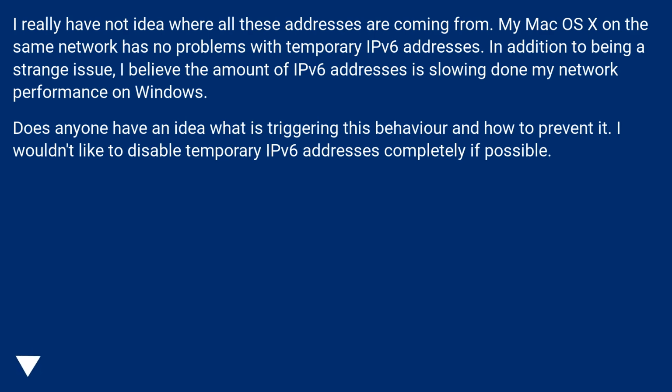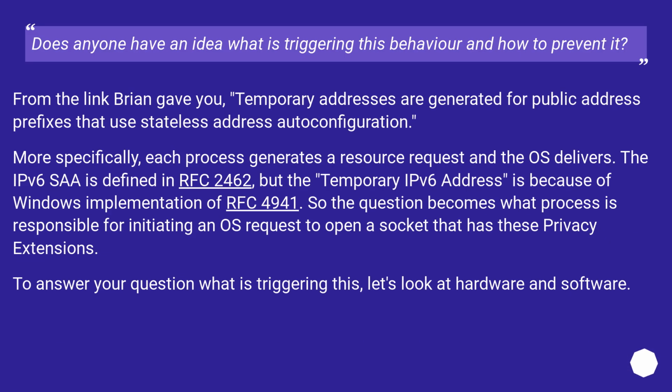My Mac OS X on the same network has no problems with temporary IPv6 addresses. In addition to being a strange issue, I believe the amount of IPv6 addresses is slowing down my network performance on Windows. Does anyone have an idea what is triggering this behavior and how to prevent it? I wouldn't like to disable temporary IPv6 addresses completely if possible.